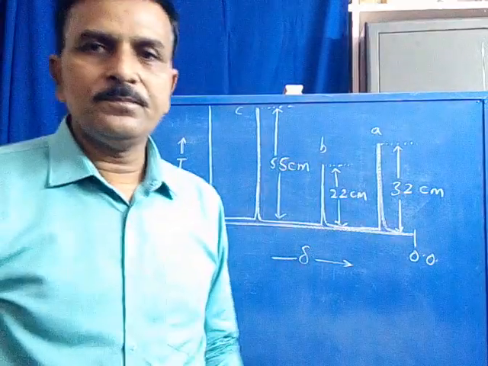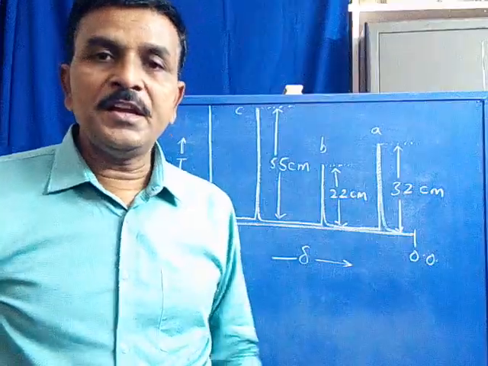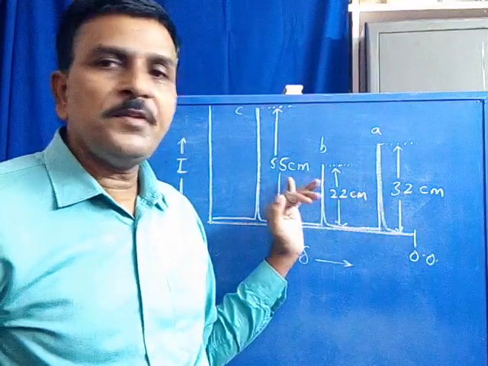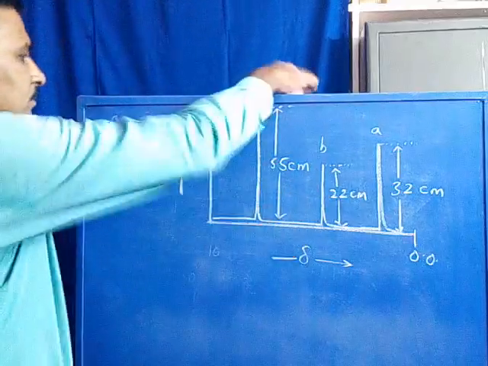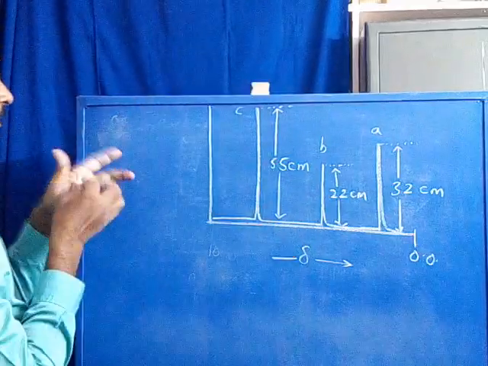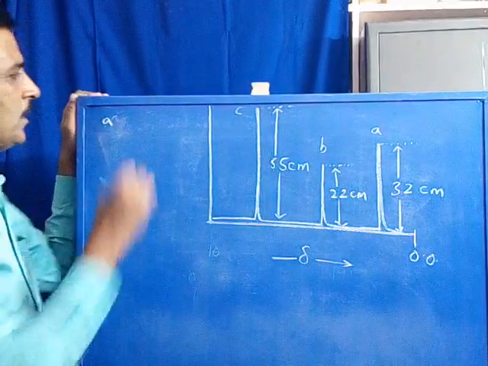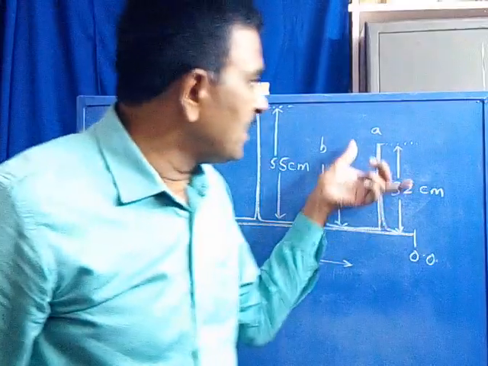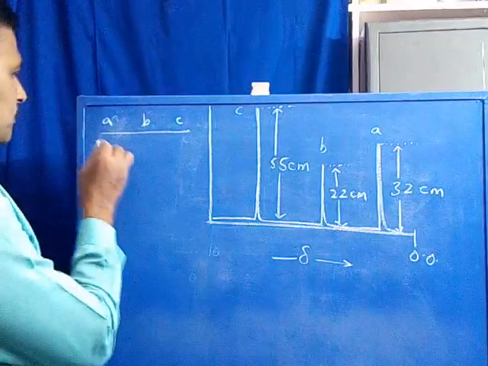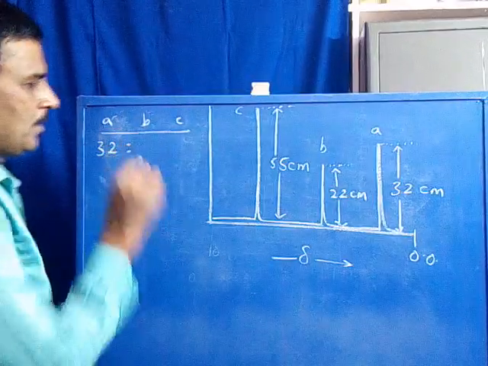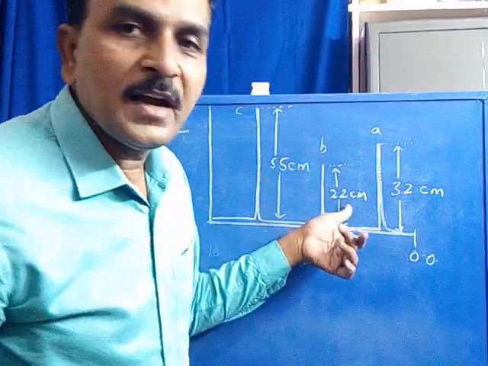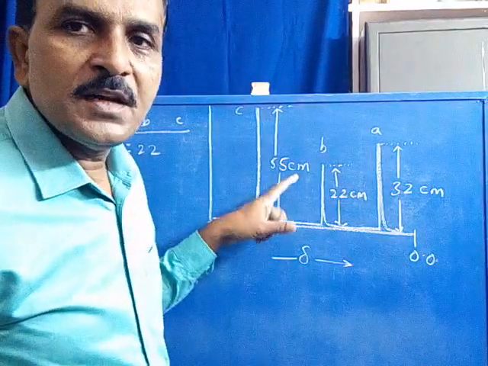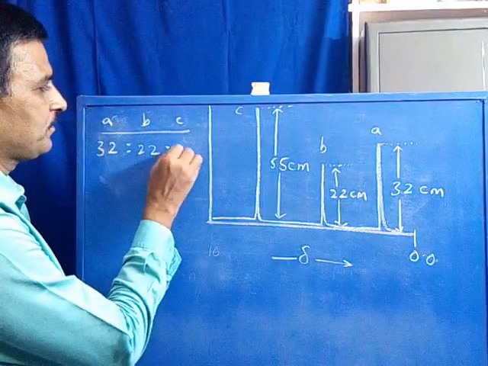55 centimeter. This is the first step of integration. So what are the values we are getting? 32 is to 22 is to 55. That is for A proton, for B proton, for C proton. For A set of protons, signal height is 32. For B set of protons, signal height is 22. For C set of protons, signal height is 55.